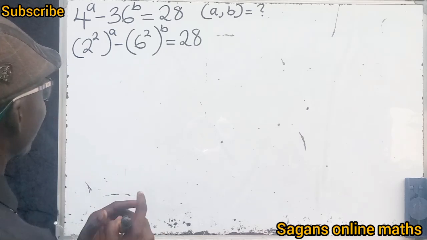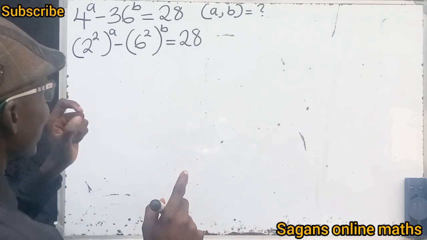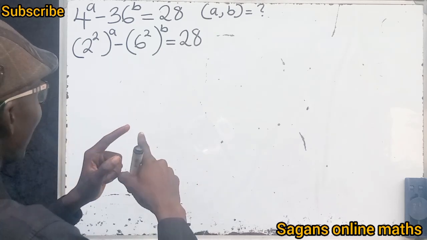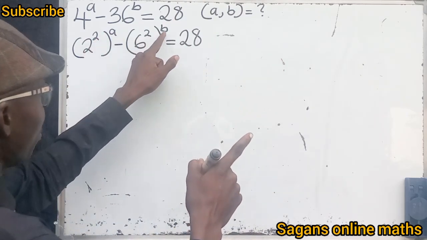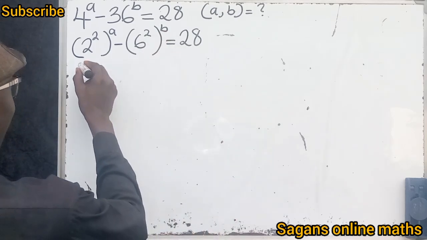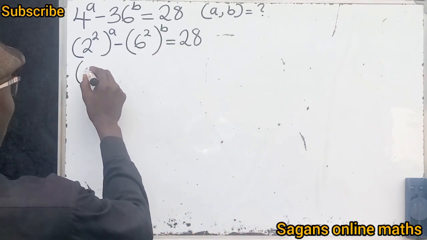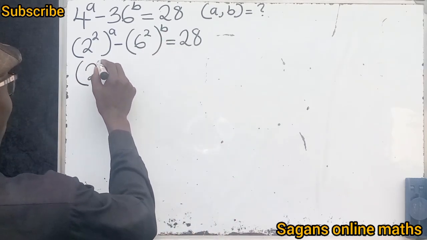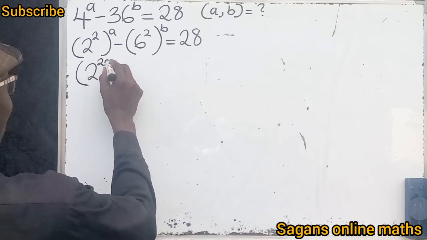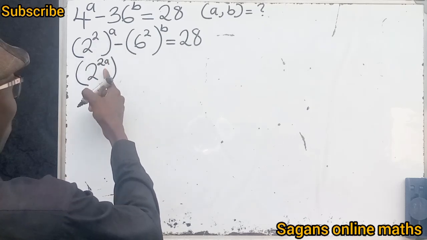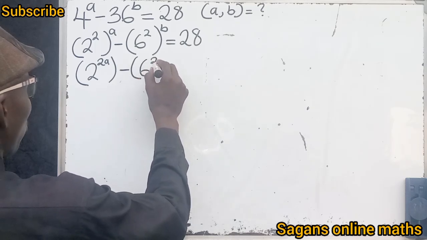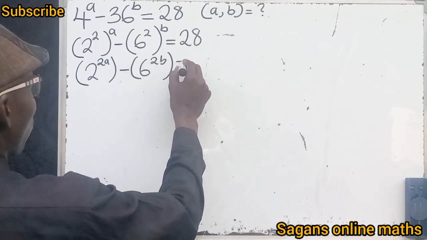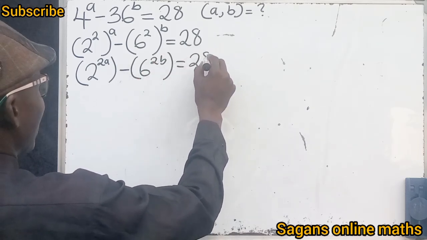Now remember one of the properties of indices. The index inside the parenthesis can multiply the index outside the parenthesis. So 2 can multiply a and 2 can also multiply b, right? So now this is 2 raised to the power of 2a, because 2 times a gives us 2a, minus 6 raised to the power of 2b, equals 28.